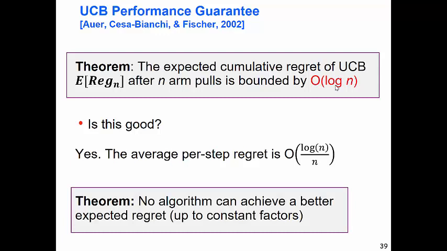All right, and you can also show that no algorithm can do better than log n, up to constant factors. So this is an optimal algorithm for the finite time case, which is pretty interesting, right? For any value of n, this has that property. Every other result before that was asymptotic. It only held for asymptotically large values of n.